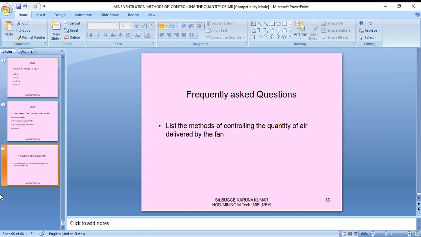Now, finally, one that regularly comes in your board exam: list the methods of controlling the quantity of air delivered by the fan. You have to elaborate the different methods for practice purposes.